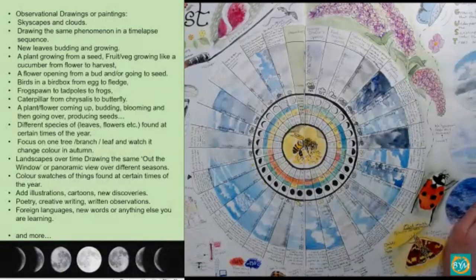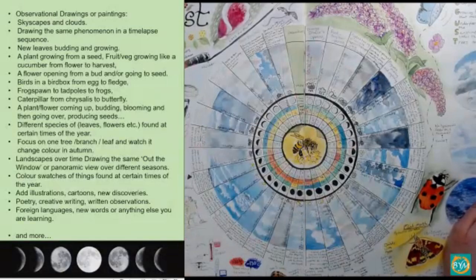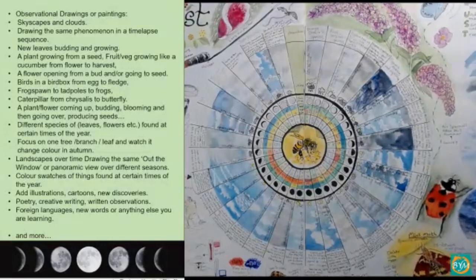Also landscapes are quite a good one. So if you don't want to just concentrate on the sky, you want to have a bit of land in there as well. Maybe your view out the window could be a good subject. And you follow that through the different seasons. Color swatches can also be used. So if you don't want to actually draw something, you just want to get some color on, think about the colors that you're seeing in the world around you and do little swatches of those that illustrate the changing seasons. You can add any sort of illustrations, cartoons, or new discoveries that you're making as well.